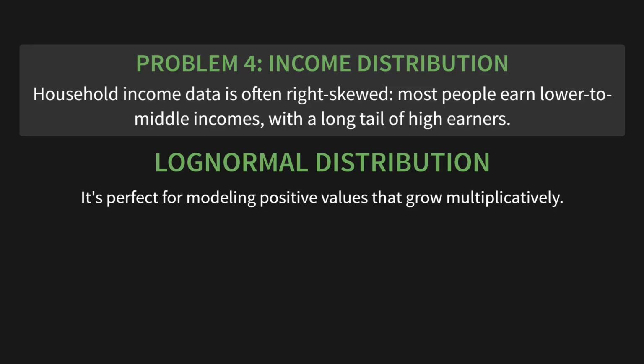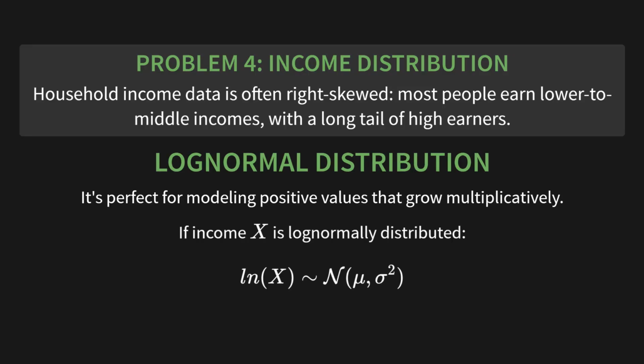If the income, x, is log-normally distributed, then the natural log of x follows a normal distribution. You can see the notation there. ln of x is distributed normally with mean mu and variance sigma squared. Okay, this next part has a few steps, so let's walk through it carefully together.